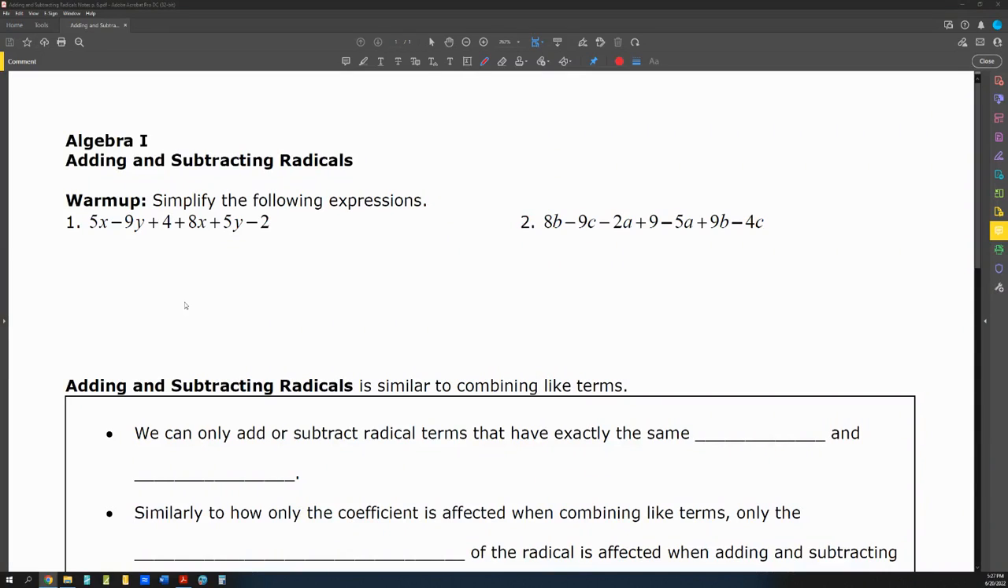Hi everyone. Today we're going to be completing our notes on adding and subtracting radicals, as well as multiplying and dividing radicals. Let's begin by considering the warm-up. Let's go ahead and simplify the following expressions.